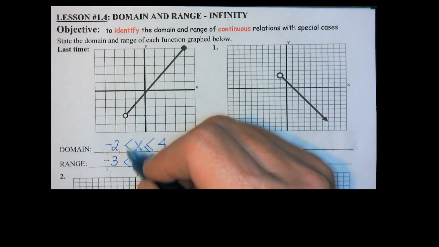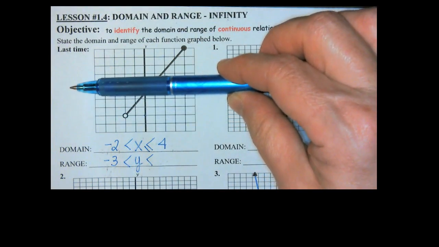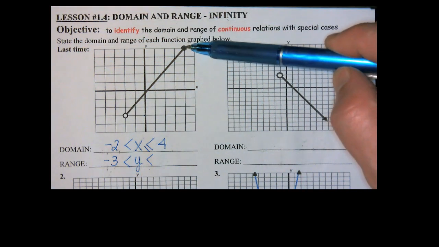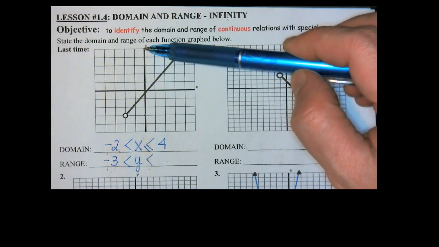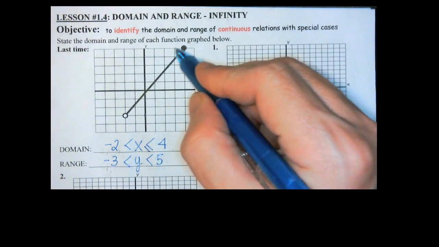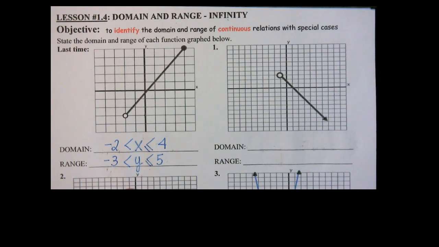Because the point is empty, you don't put a dash. Then you continue moving your pencil up until you stop touching, and you stop touching right here at the very top. That y value is 1, 2, 3, 4, 5, so 5, and it will have a dash because the point is solid. So that was the topic of the last lesson.